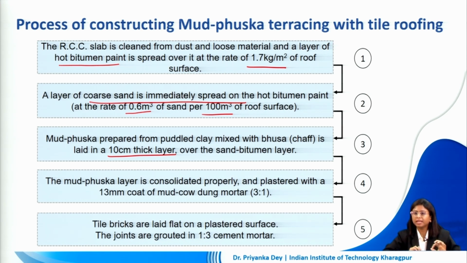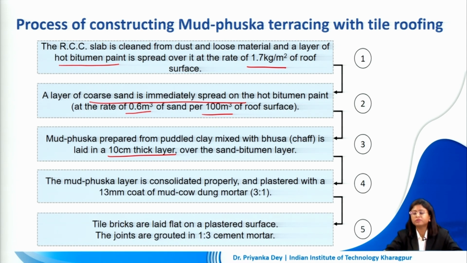So, this is the main material that gives this type of roofing its name, mud fushka. It is prepared separately, and then on top of the bitumen and sand mix, we are going to place this layer in 10 centimeter thickness. Now the mud fushka layer is consolidated properly, and it is plastered with a 13 mm coat of mud cow dung mixture mortar, which is created at a ratio of 3:1.